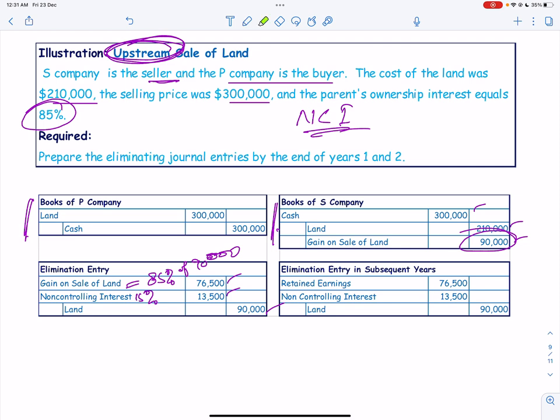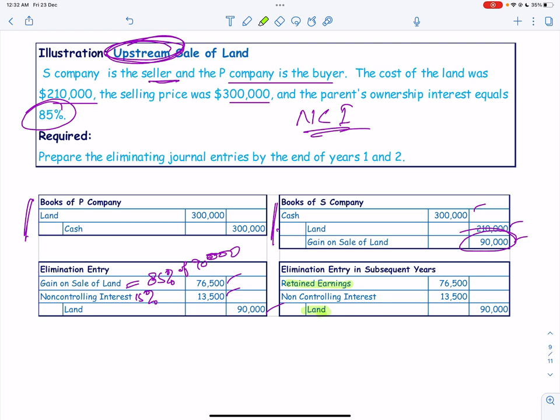In year 2, the eliminating journal entry would include a debit to the retained earnings for the parent share of 85% and a debit to the non-controlling interest for the remaining 15%. As a result, the eliminating journal entry at the end of year 2 would include a debit to the revenue for the parent share of 85% and a debit to the non-controlling interest for the remaining 15% attributed to the non-controlling interest. We have credited the land to record it at the cost to the affiliated group.